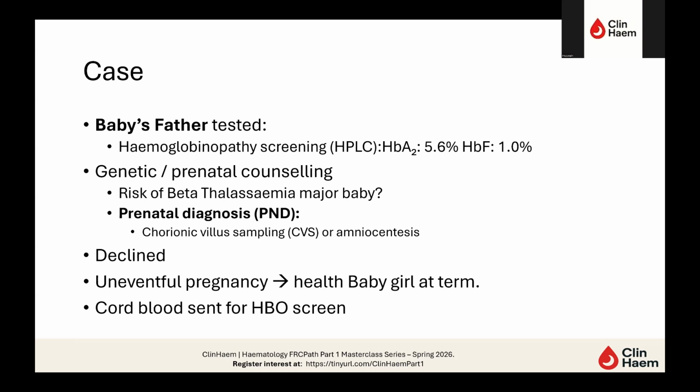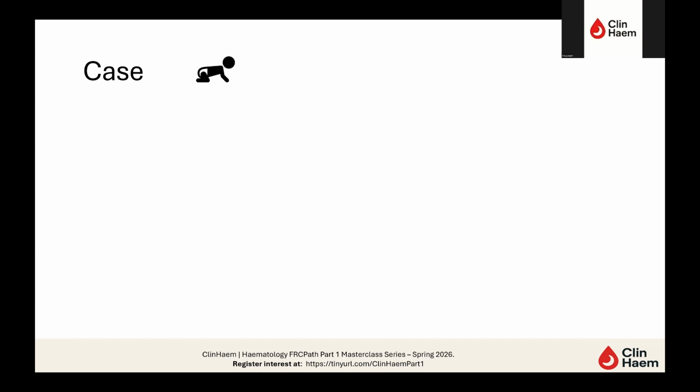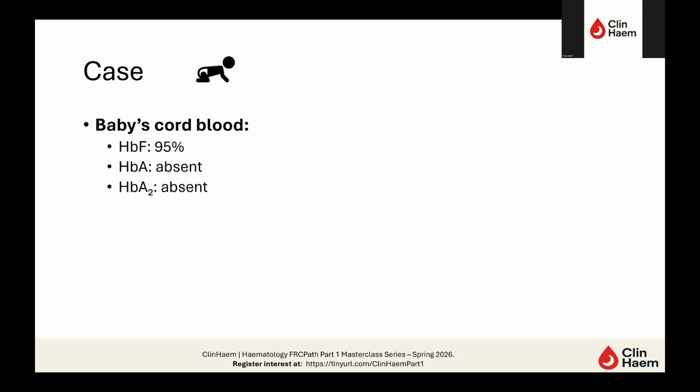A2 actually, the delta gene comes down the line. The delta gene starts expressing down the line. Let's leave that. So this is the baby now. Baby girl. Cord blood shows that HbF is 95%. HbA is absent. HbA2 is absent. Is this a normal electrophoresis for a baby girl or baby boy, sorry, but newborn?